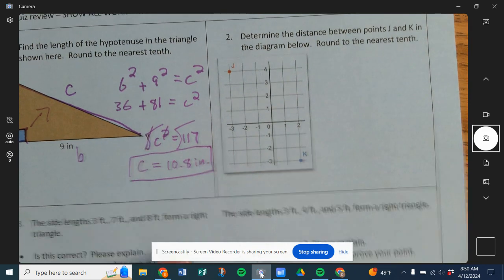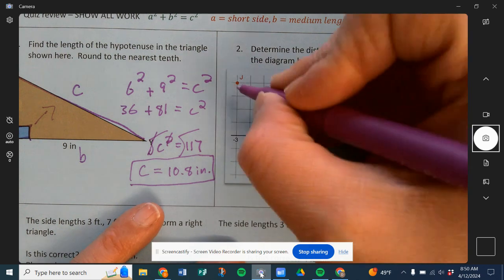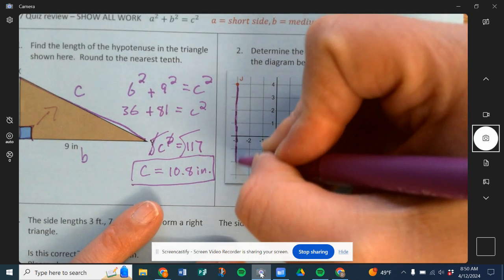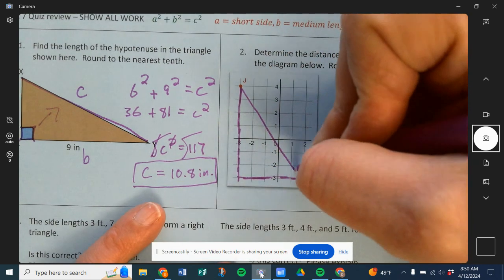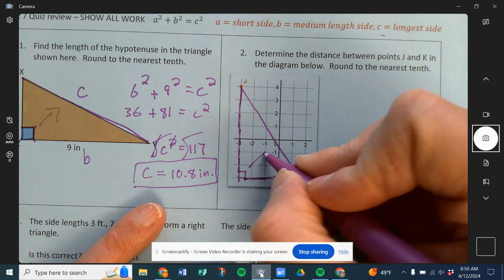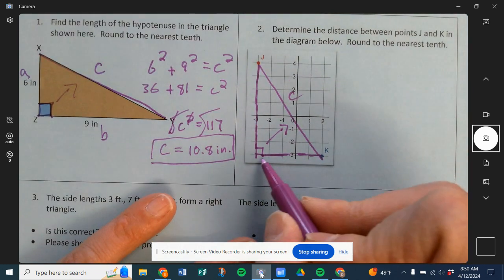And there we go. Determine the distance between points J and K in the diagram below, round to the nearest tenth. So I'm just going to use the grid to make a triangle. We've got our right triangle right here. Hypotenuse is right here, so that's our C value. Now, I'm just going to count for our A and B sides.